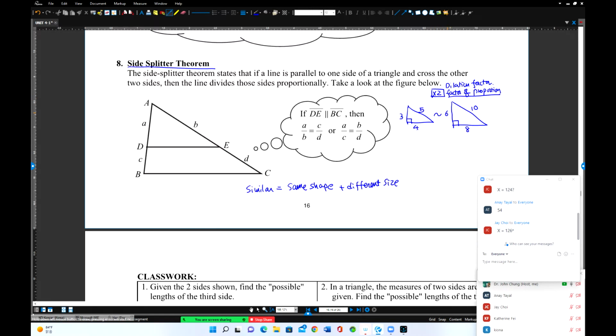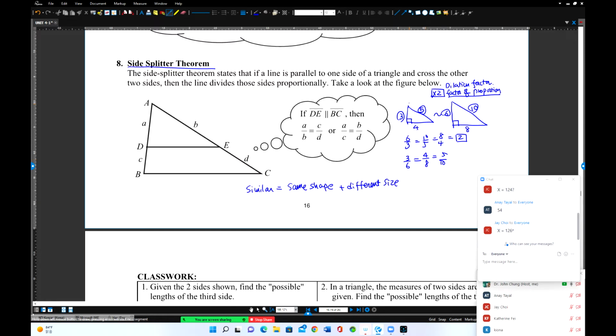2, right? 6 over 3, 10 over 5, 8 over 4, they are all equal to 2, isn't it? Or 3 to 6 corresponding side, and 4 over 8, and corresponding side 5 over 10, still equal. They are 1/2, 1/2, 1/2. This is why we say they are similar.